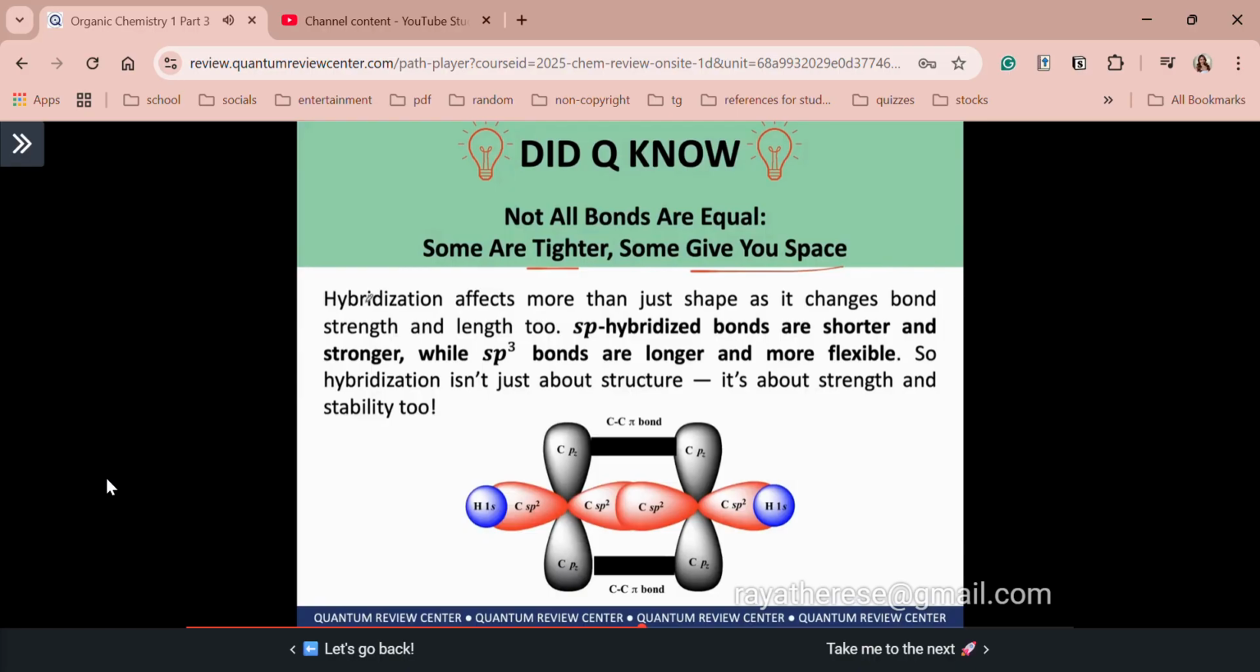Hybridization affects more than just the shape of our orbital, as it also changes the bond strength and length of our covalent bonds. In particular, this is the important thing to note here. Your sp hybridized bonds are shorter in terms of bond length, but stronger in terms of bond strength. Sir, so they are inversely proportional? Yes, if your bond is shorter, obviously it is a stronger bond.